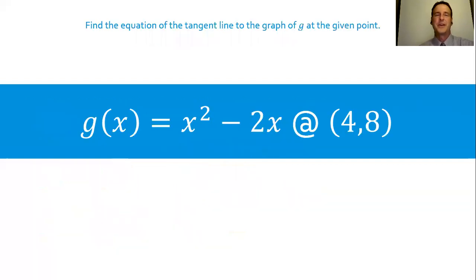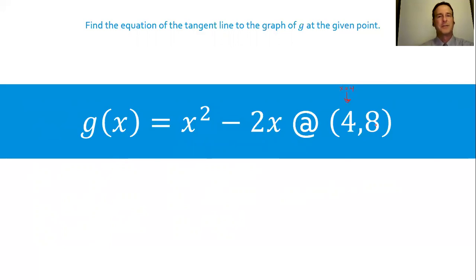All right, now this feels like a bigger problem because it says find the equation of not just the slope of the tangent line, but they want the entire tangent line to the graph of g at the given point. You're like, man, that feels like a lot. But it actually goes pretty quick. It's not too much different. And you have to choose either the old way or the new way for finding the slope of the tangent line first at x equals 4, okay?